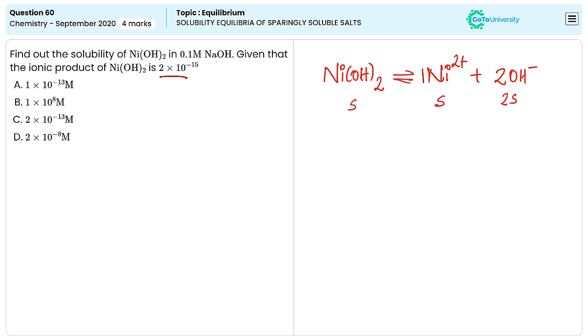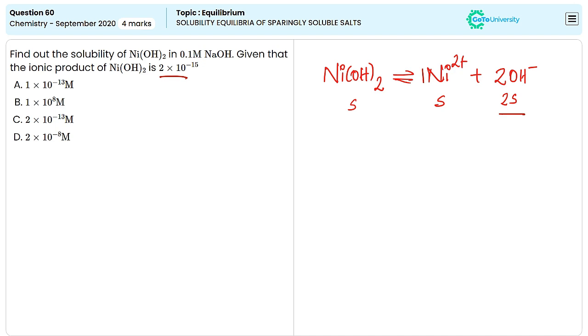Now the concentration of Ni2+ ion will be the same as the concentration of nickel hydroxide because the ratio is 1:1. Now the concentration of hydroxide ion will be 2S because the molar ratio between nickel hydroxide and hydroxide ion is 1:2. Now let's come to the sodium hydroxide.